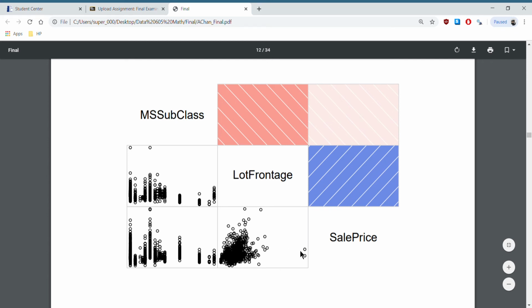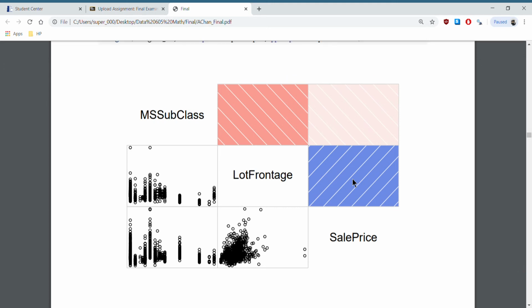This one is the sale price plotted with lot frontage, and then this plot is MSSubClass versus lot frontage, and it'll have the plot here. And then in this top right corner I have the correlations displayed as a kind of color scheme. This blue means that there's a positive correlation, and the deeper the color, the higher the correlation is. So this is a neat little visual way of displaying a correlation matrix.